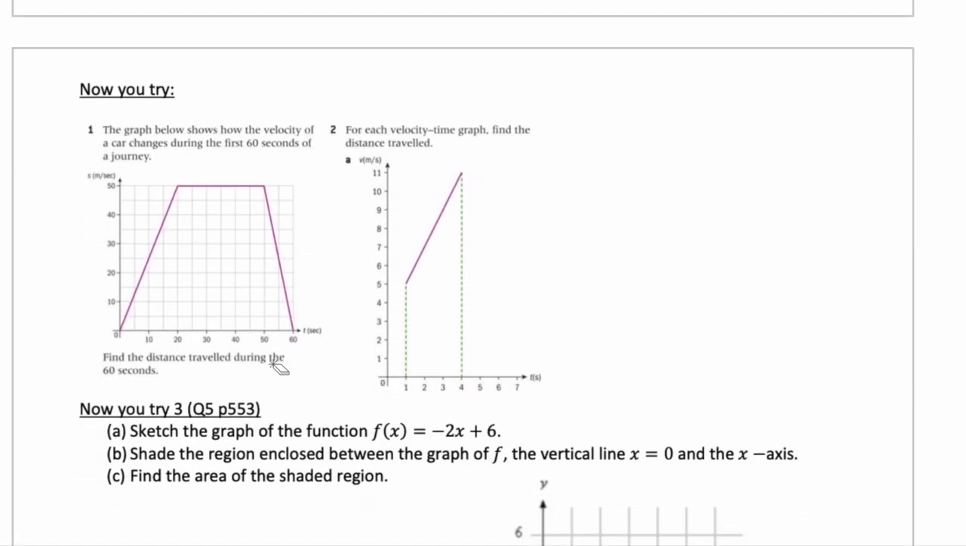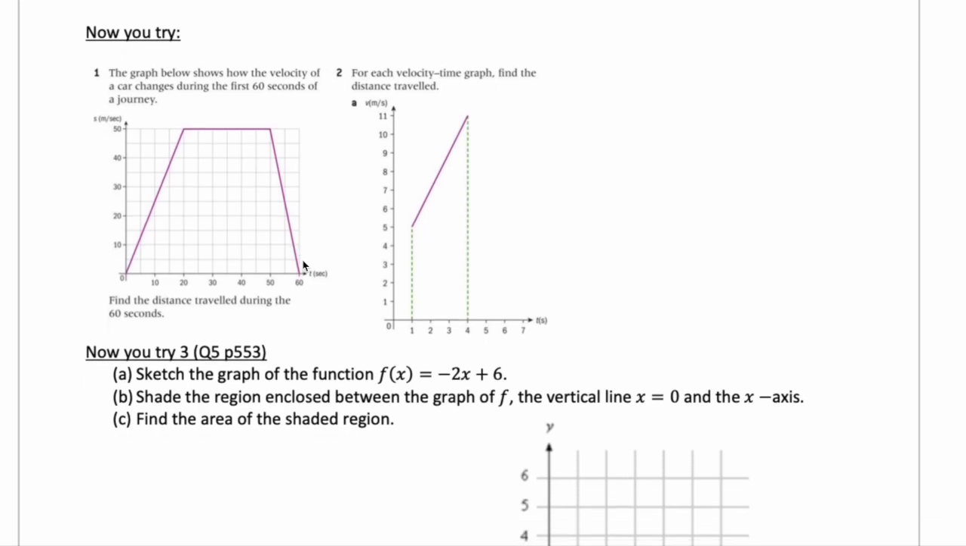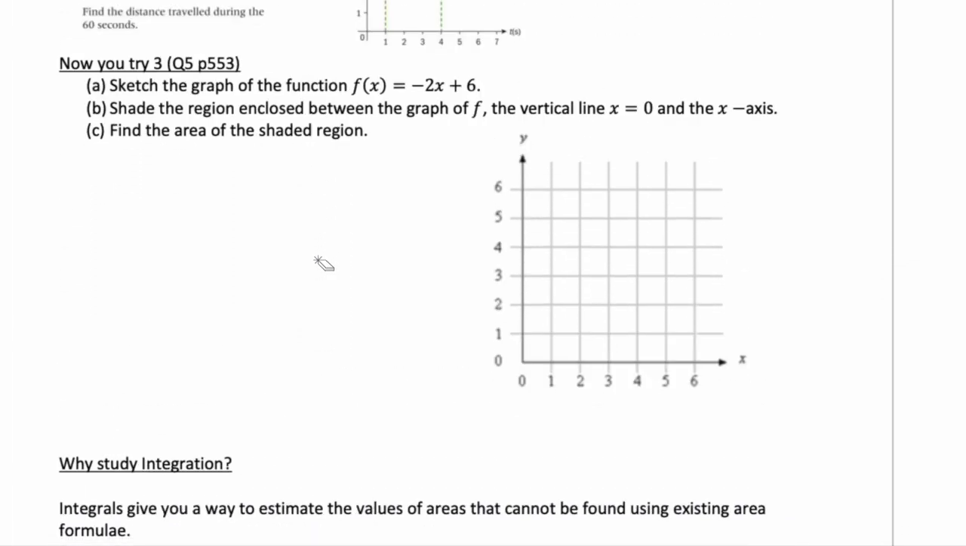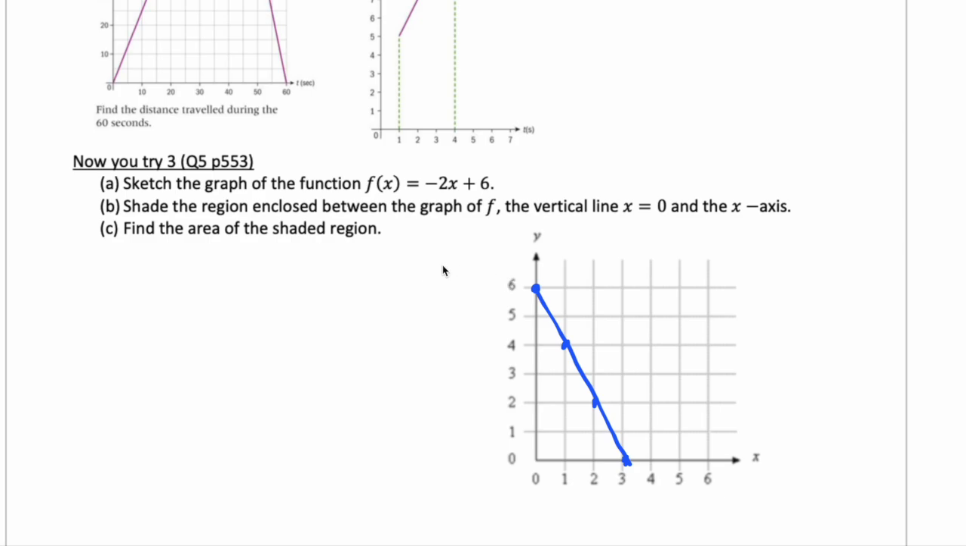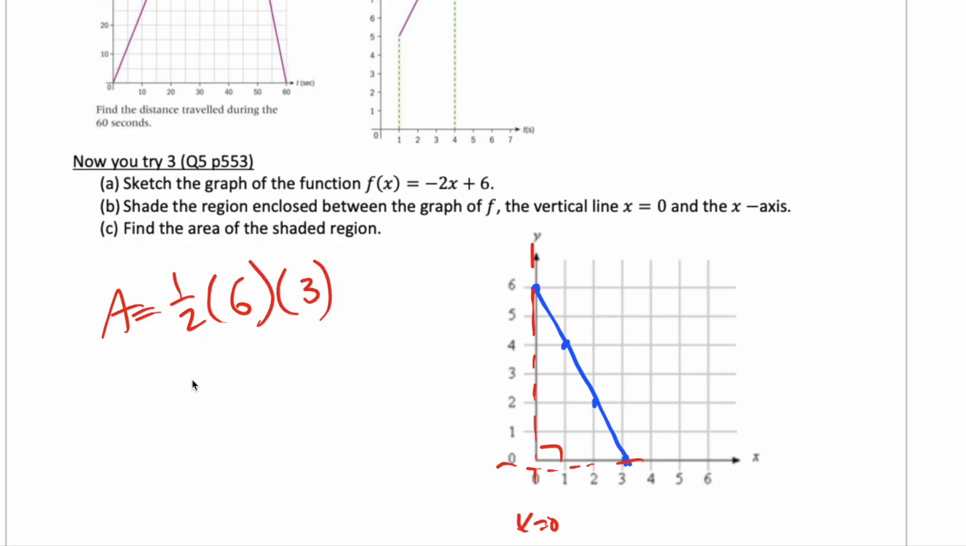We have a couple more trapezoids here, which are easy to find the area of. Let's go over this one right here. Let's get the graph of the function negative 2x plus 6. You want to get the area. It's just a triangle, and we can easily find that, but let's read this carefully. Shade the region enclosed by the graph, the vertical line x equals 0, and the x-axis. So we're talking about this triangle, and the area is obviously half times 6 times 3, so that's 3 times 3, which is 9.